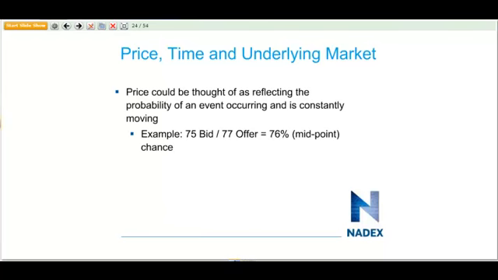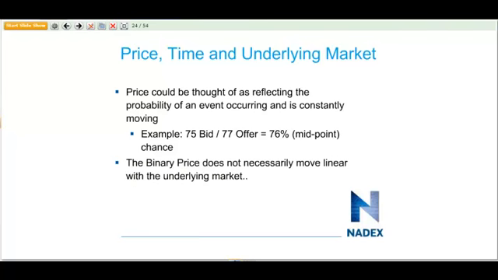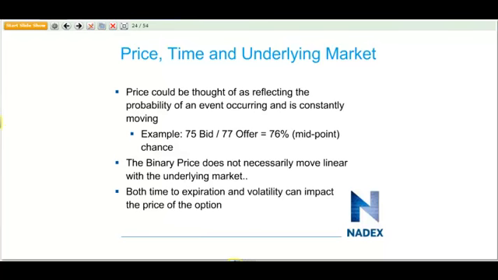So the actual probability on binaries is going to be the bid-offer midpoint. At 75 and 77, the buyer is going to have a 76 probability. The pricing on binaries is in buyer's terms, so it's a 76% probability for the buyer. It would be a 24% probability for the seller. And we will show you some slides here, but the binary price does not move linearly with the underlying. I have some excellent slides later to show you this example. And again, as we said, time and volatility can impact this binary pricing.